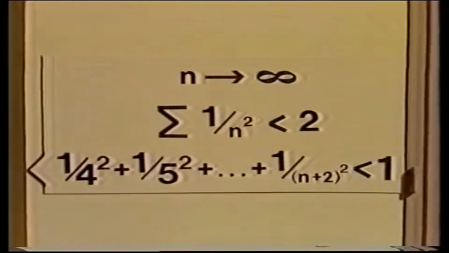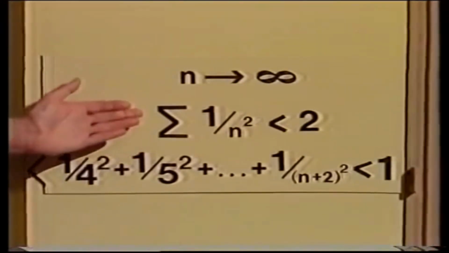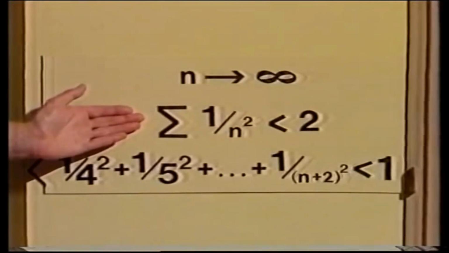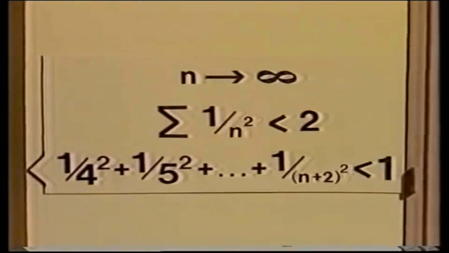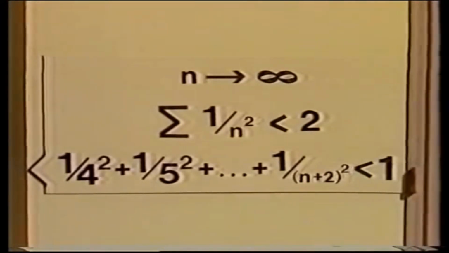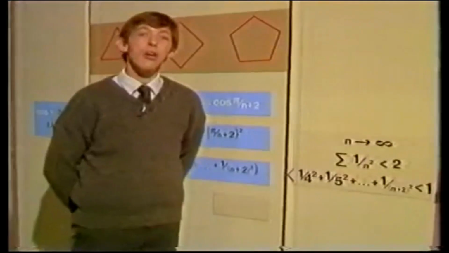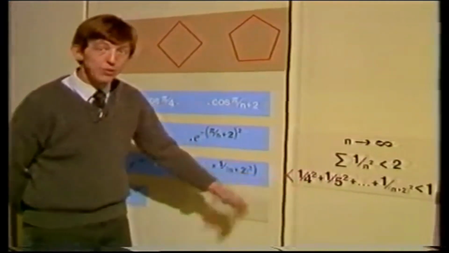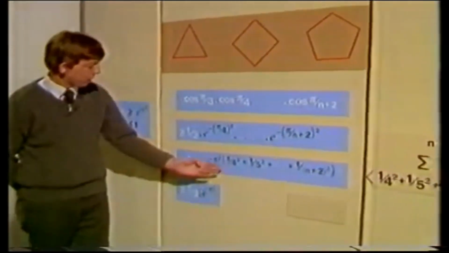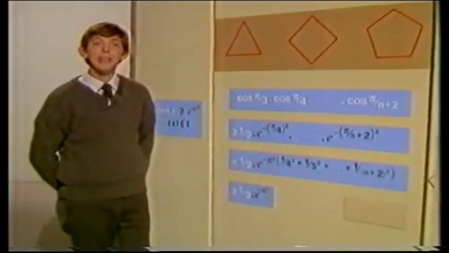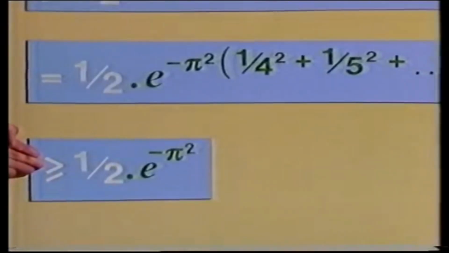Earlier in the course, we found that the infinite series sigma 1 over n squared, starting from n equals 1, is convergent with sum less than 2. So if you lose the first three terms, 1, a half squared, and a third squared, then the sum of the series from a quarter squared on must be less than 1. Knowing that this sum is less than 1 means that this sum in the brackets is less than 1. And that gives this lower bound for the sequence.